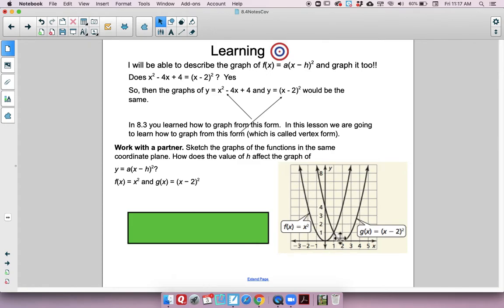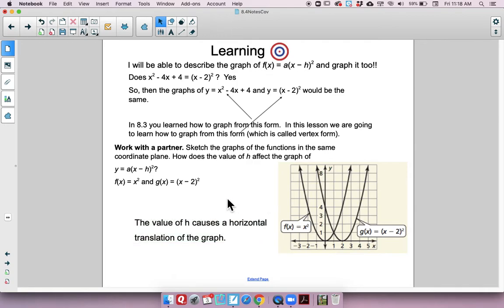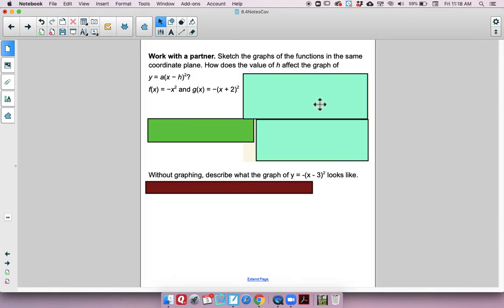And hopefully after you did that, you have something that looks like this. So here's our parent function, right? Vertex at 0, 0. And when I graphed g of x equals the quantity x minus 2 squared, I notice that it basically looks like the same shape, but it's just horizontally translated 2 units to the right. So I would describe that the value of h causes a horizontal translation. So the fact that h itself, forget about the minus sign, the minus is just part of the formula, the h is 2, meaning we're going to be translated 2 over. Simple as that.